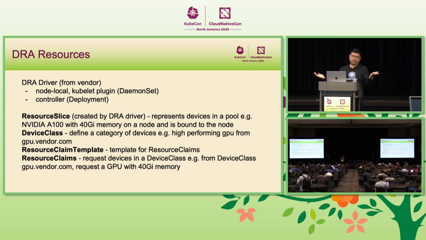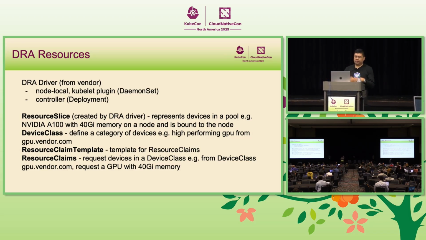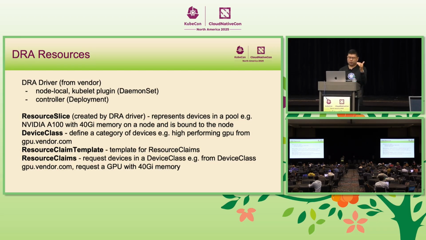And a DRA driver is always from the vendor. There are 2 components to it. We'll touch base on the controller part in a little bit, but first there is a node local kubelet plugin that's typically a daemon set. That's where the driver binary is, and that kubelet plugin advertises the node local state of the devices. It also helps configure those devices as stated by the pod, and passes those requested devices to the kubelet, which forwards them to the container runtime.